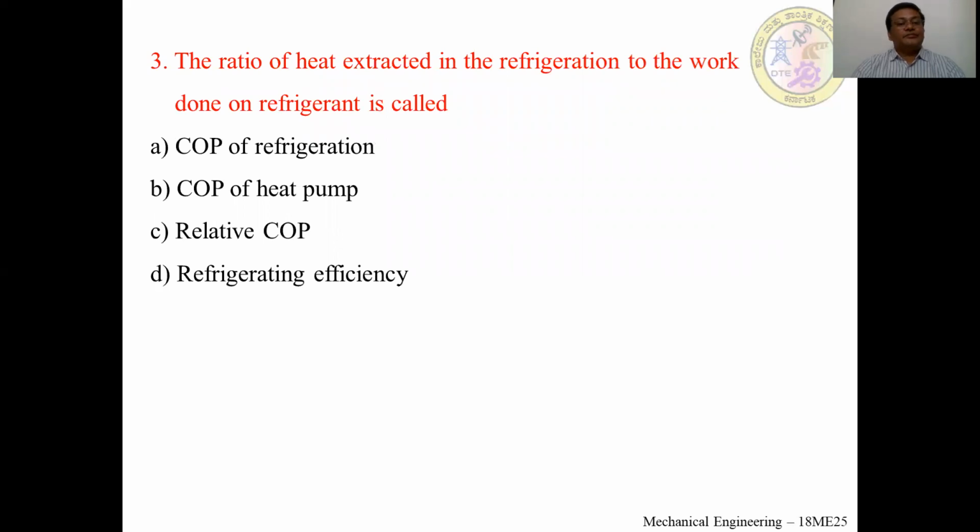Third question: the ratio of heat extracted in the refrigerator to the work done on the refrigerant is called: first option, COP of refrigerant; second option, COP of the heat pump; third option, relative COP; and fourth option, refrigerating efficiency. As we discussed in the terminologies used in the refrigeration system, the ratio of heat extracted in the refrigerator to the work done is called the COP of the refrigerator. So the right answer is A.